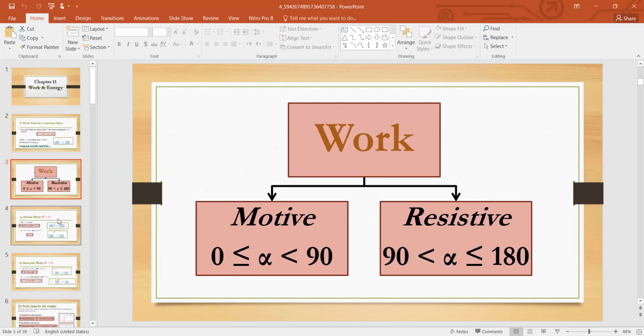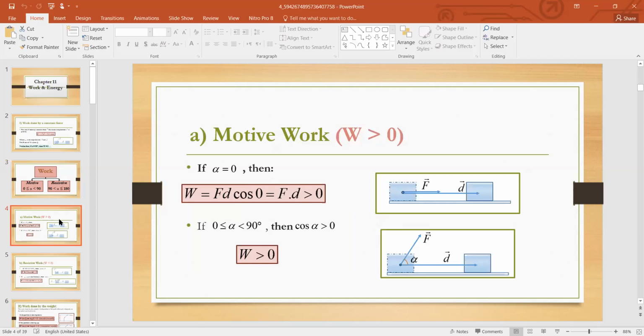Let us start with motive work. If alpha is between 0 and 90 degrees, then cosine alpha is positive, and the sign of W will be positive. In this case, we say that work is motive, that is the force F which has a work facilitates the motion of the object. For example, if alpha equals 0, then work equals F times D times cosine 0, and cosine 0 equals 1, so work equals F times D. When alpha equals 0, this means that the force and the displacement are parallel to each other and have the same sense. Same thing for all values of alpha between 0 and 90.